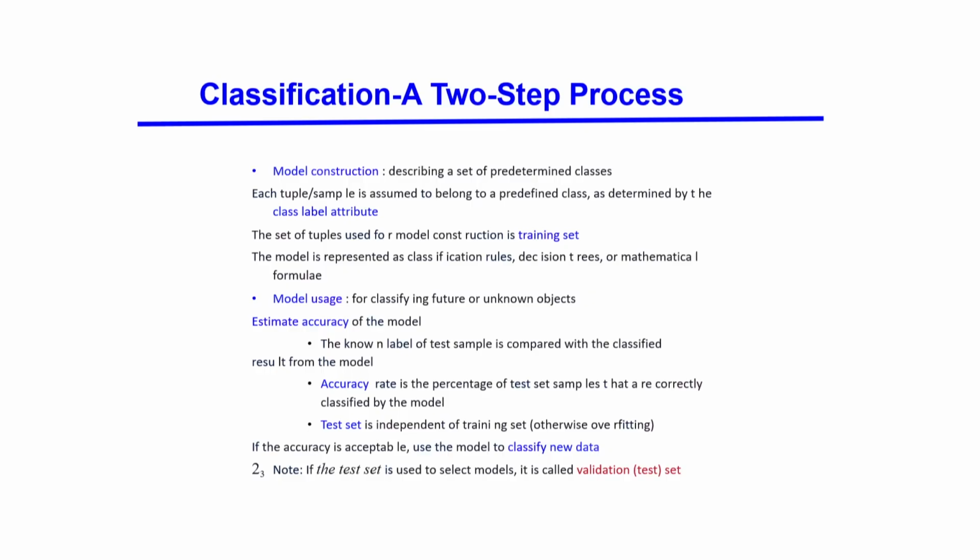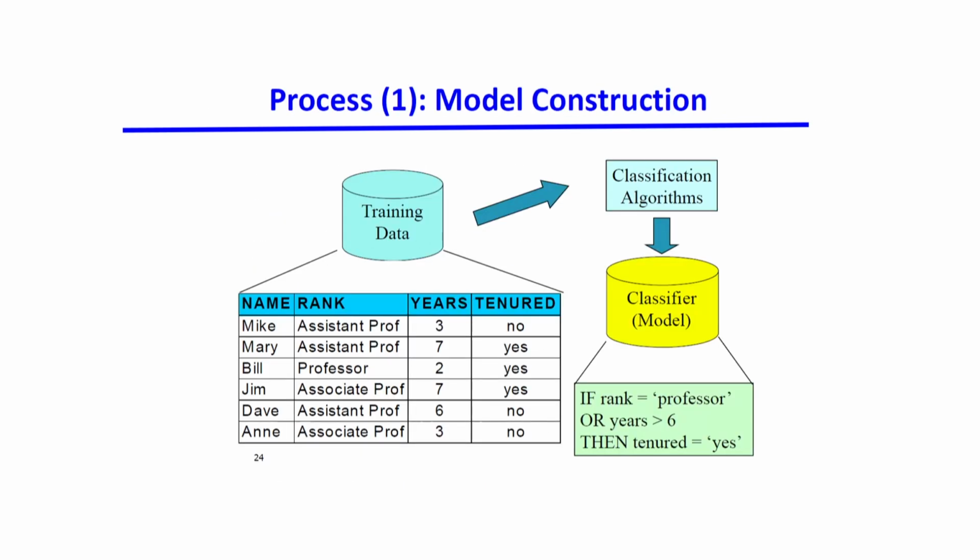And remember, the model is represented as a class if certain rules or decisions exist. Okay, you can use a formula also. And there are a few things which determine whether the model is doing well or not. One is accuracy, the other one is the test set. That we will talk about a little later. So, what is the first step in the process? First is the model construction.